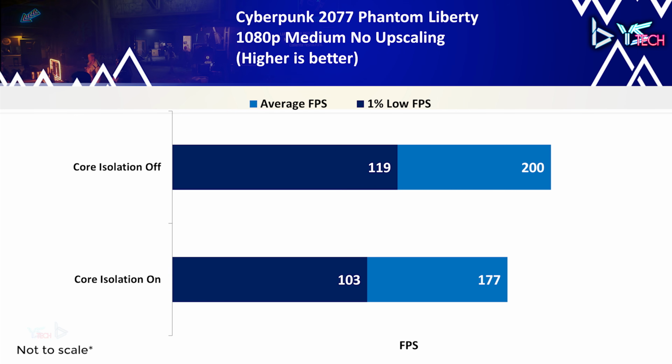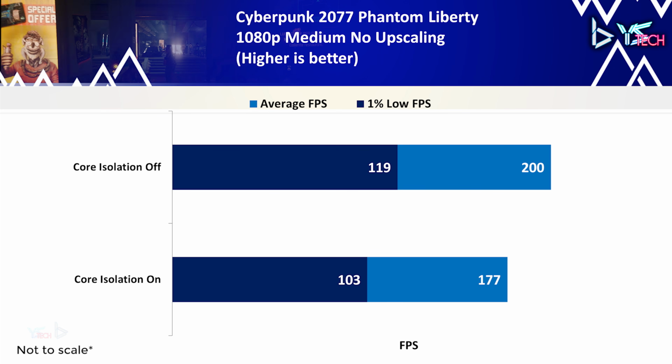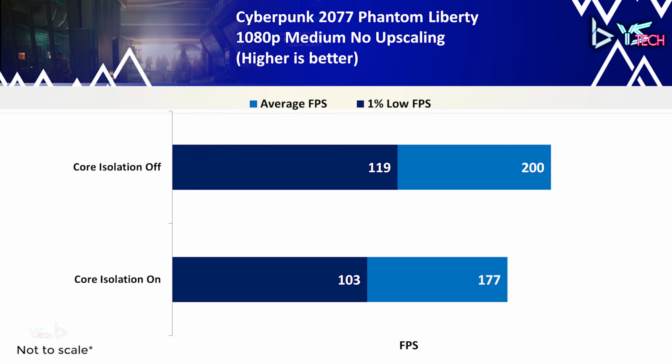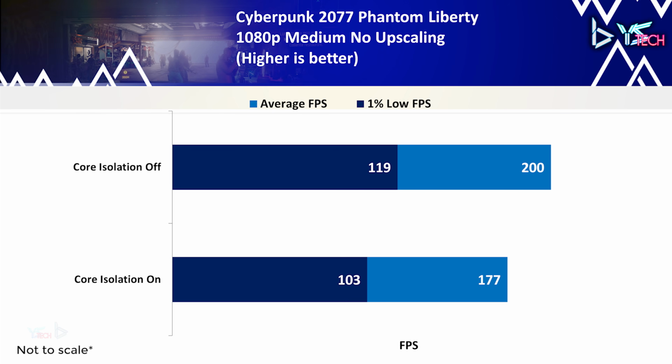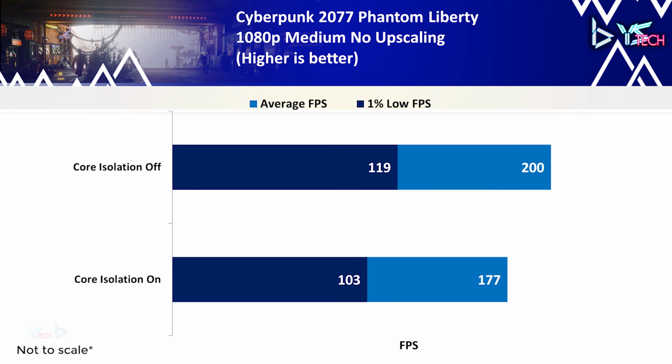Next up, we have Cyberpunk 2077 Phantom Liberty, and there's a little bit of a difference here. As we can see, the average FPS goes from 177 to 200 when core isolation is off, and our 1% lows go from 103 when it's on to 119 when it's off. So as we can see, Cyberpunk 2077 Phantom Liberty actually has a bit of an impact when core isolation is on in this game.